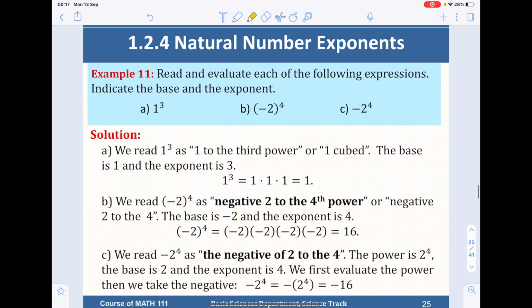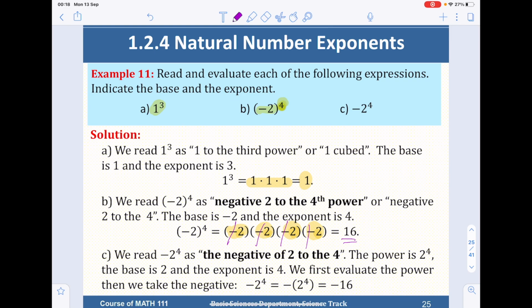Now we have some examples here. 1 to the power 3 equals 1 times 1 times 1, 3 times, and it equals 1. And negative 2 to the power 4 is negative 2 times negative 2 times negative 2 times negative 2. As you can see, 4 times, because the power is 4. And now this negative will cancel this negative, and this negative will cancel this negative. Then I will times 2 with itself 4 times, which equals 16.